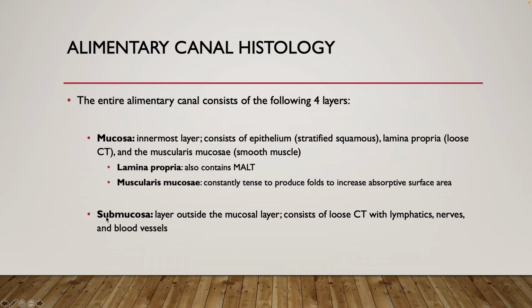The submucosa, because it is submucosa, it will be underneath our mucosa, and it is outside the mucosal layer. It will also contain loose connective tissue, along with lots of different lymphatic vessels, nerves, arteries, and veins as well. So we'll take a look at these different layers in just a few slides, and all of this will begin making sense to you.